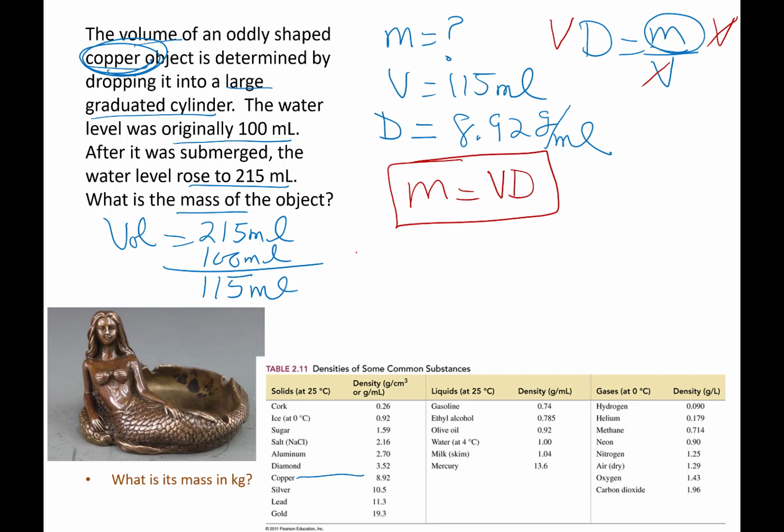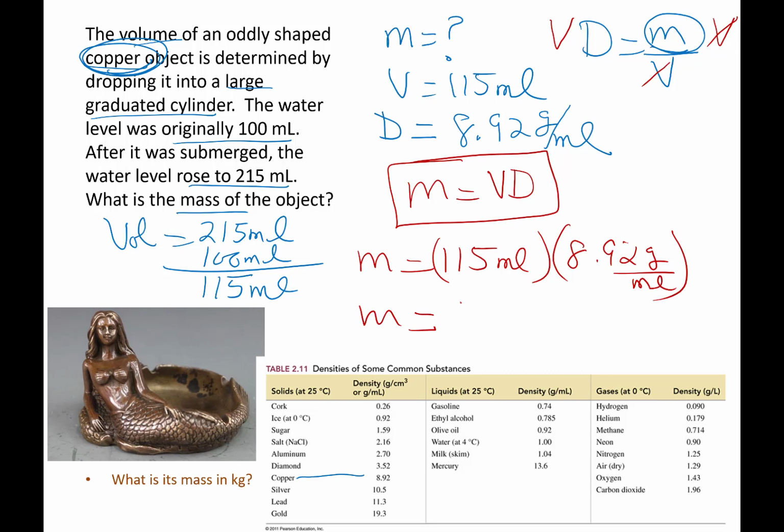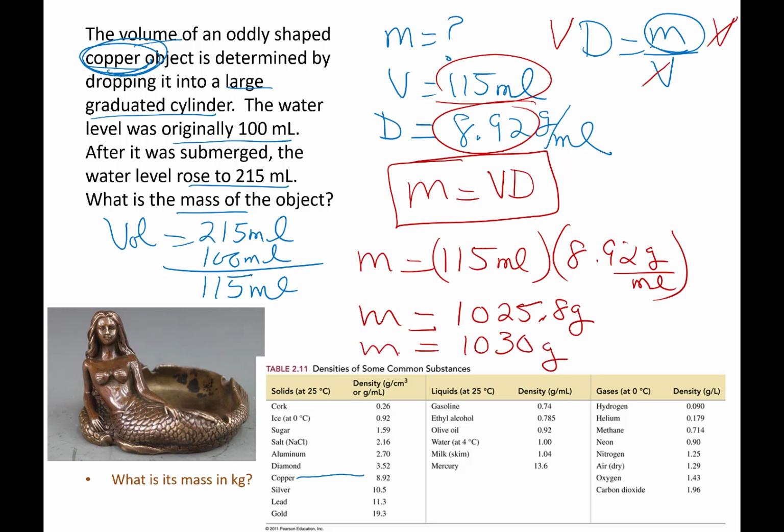Now we're going to put the numbers in here. Volume is 115 milliliters. Density is 8.92 grams per milliliter. The mass ends up being 1025.8 grams. We started with three digits, round that off. 1,030 grams is the mass. And that is the mass of our irregularly shaped object.